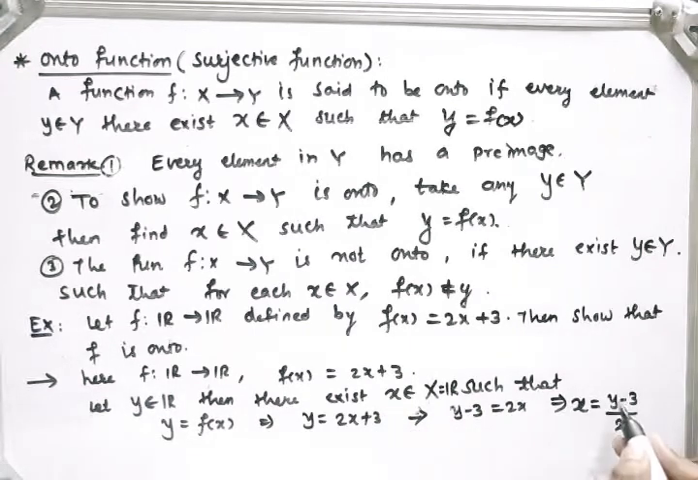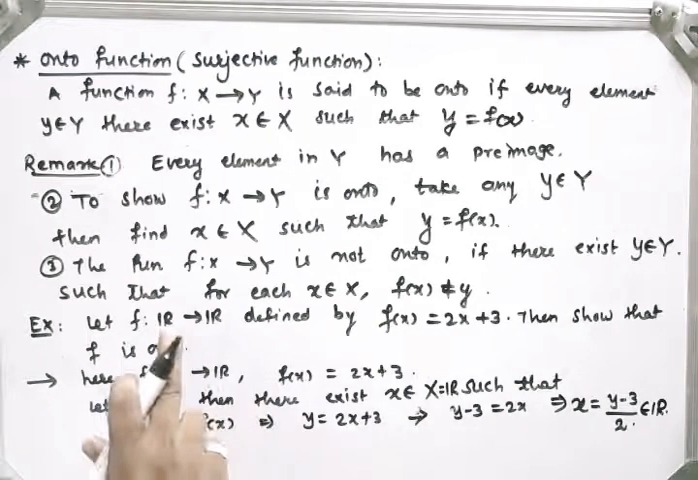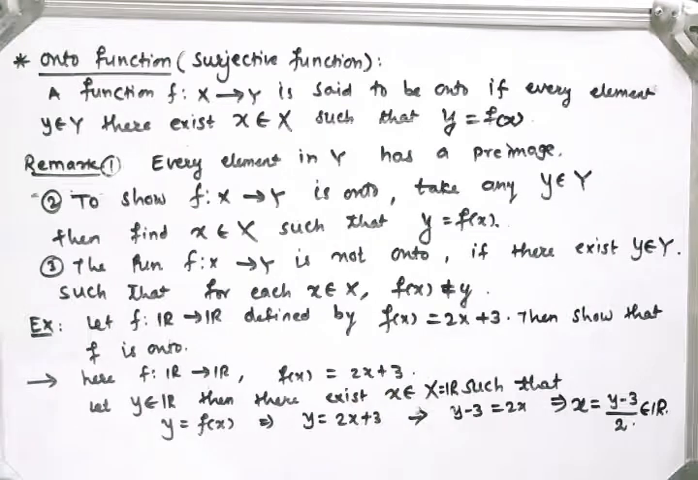So for every y belongs to real number R, every value in set R, you get x is equal to (y minus 3) upon 2, which again belongs to real number R. Therefore we say that f from R to R and f of x is equal to 2x plus 3 is an onto function. Therefore f is onto function, or we can say surjective function.